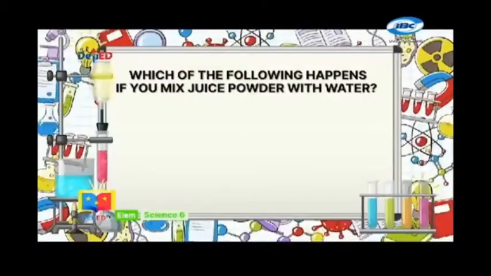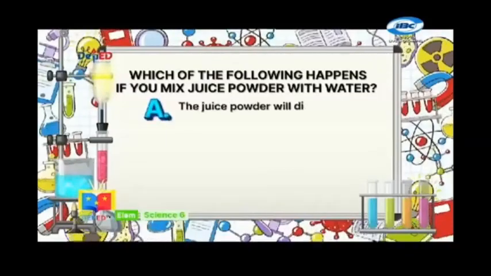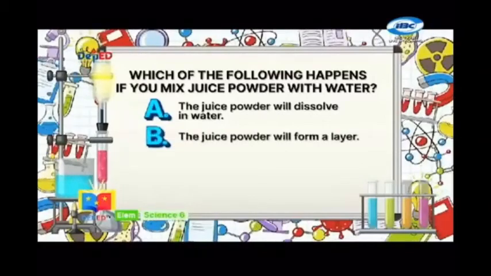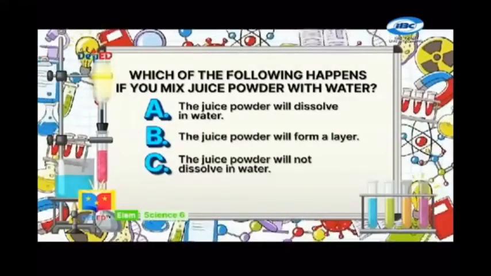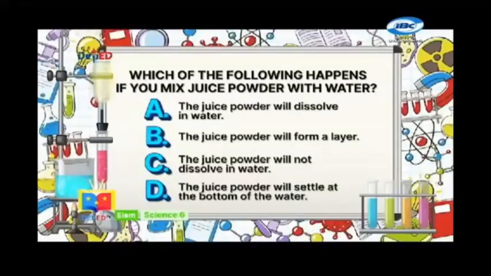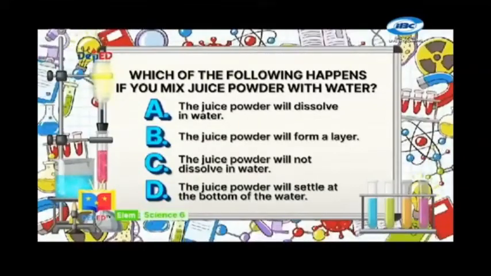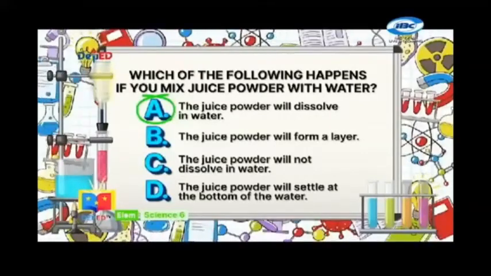Which of the following happens if you mix juice powder with water? A. The juice powder will dissolve in water. B. The juice powder will form a layer. C. The juice powder will not dissolve in water. Or D. The juice powder will settle at the bottom of the water. The correct answer is A. The juice powder will dissolve in water.